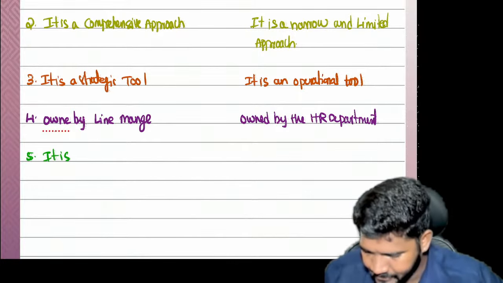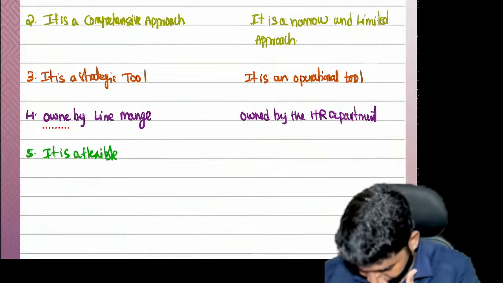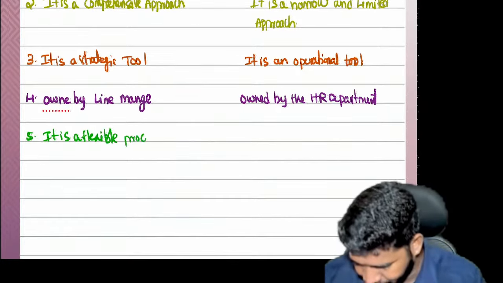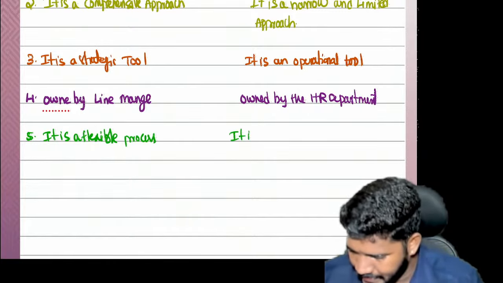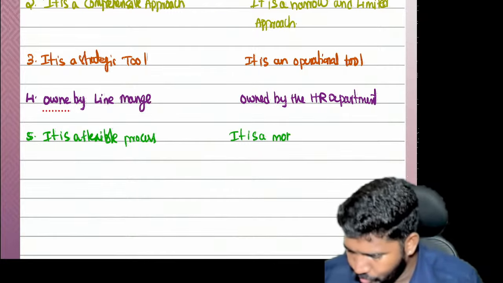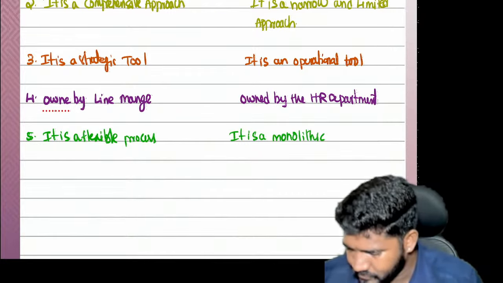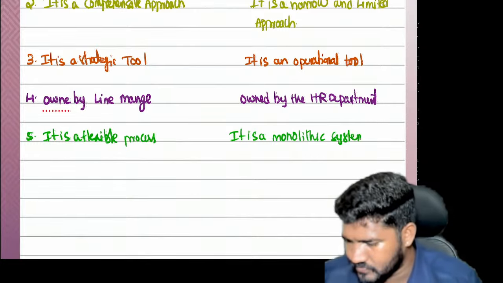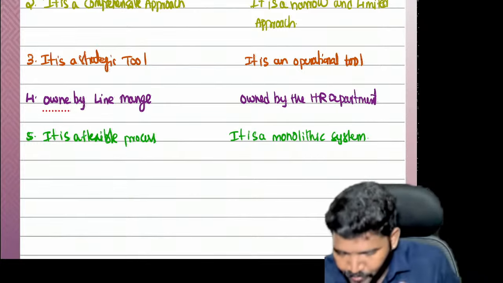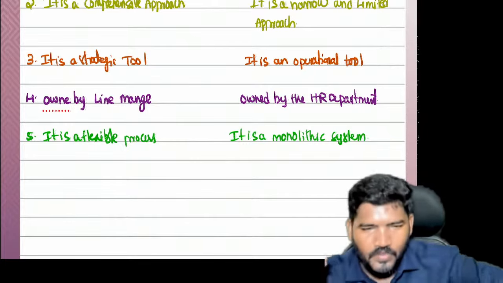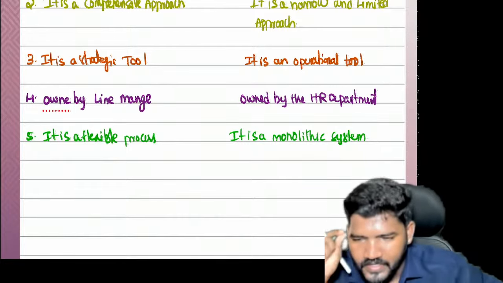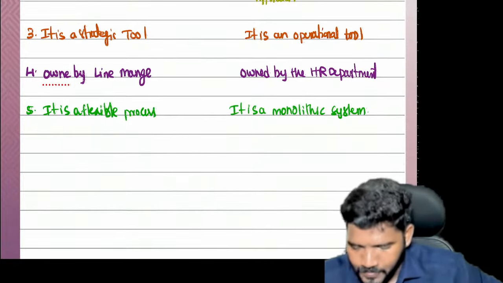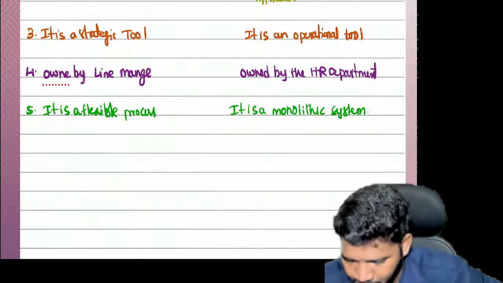Next, it is a flexible process. It is a monolithic system. So the word is saying simply monolithic. The word monolithic means they're focusing on only a single thing. So what does it mean to be a flexible process?